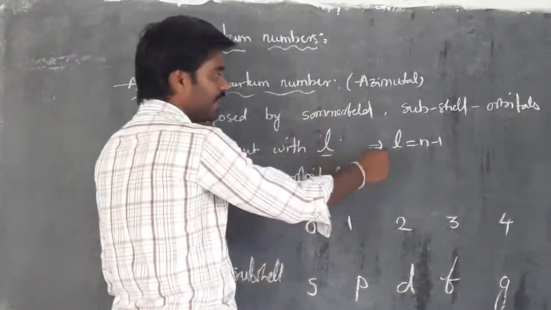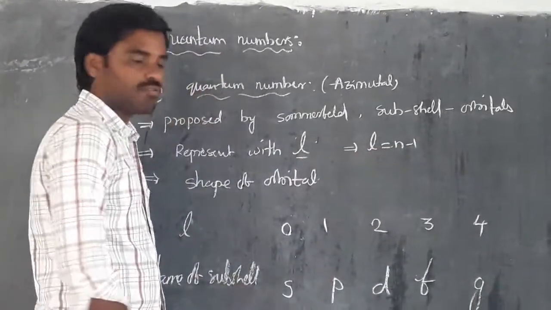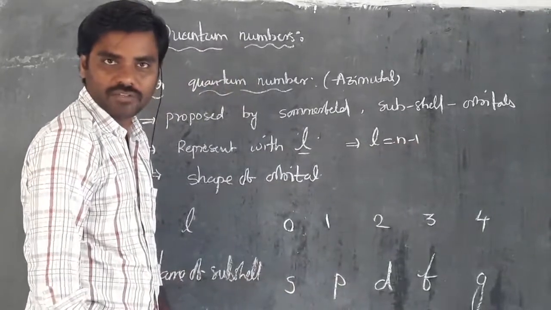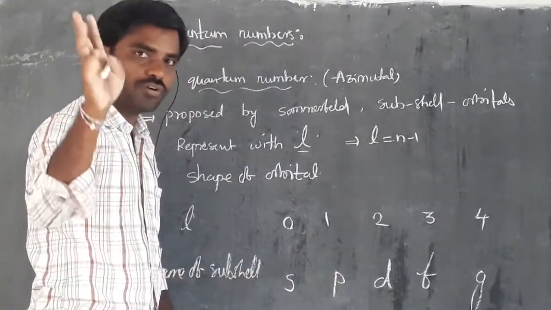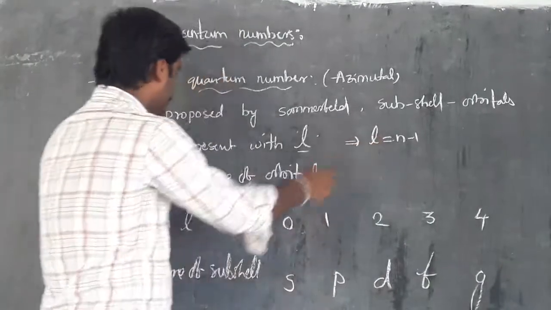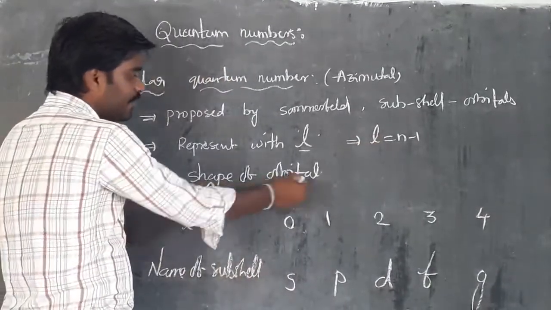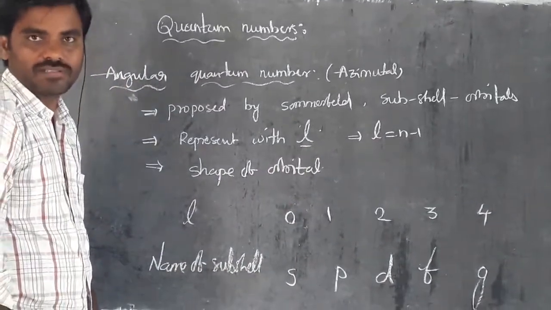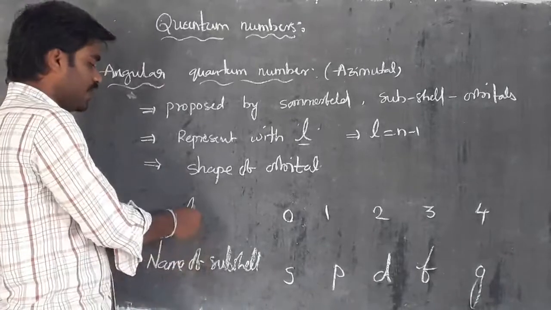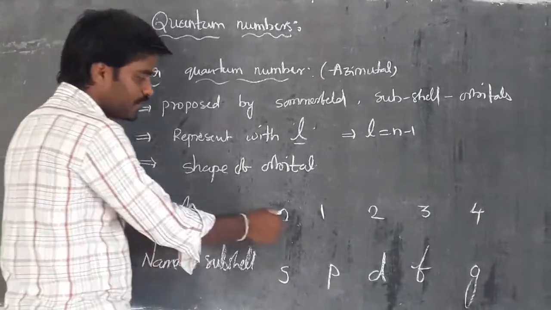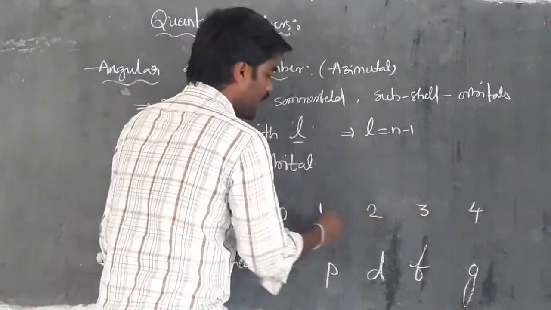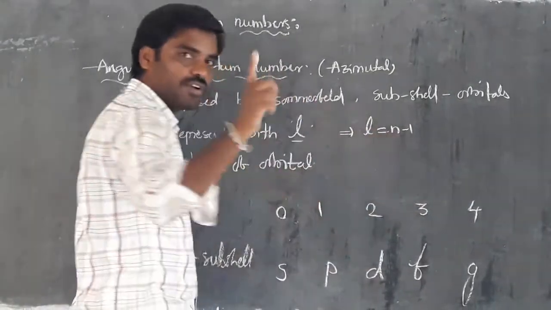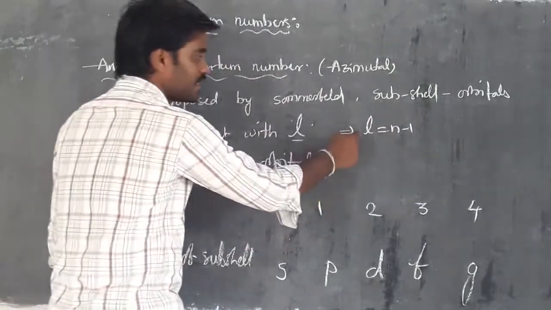The orbital is represented with l. l has a relationship with n, the principal quantum number: l equals n minus 1. The n value starts from 1, 2, 3. Here l gives the information about the shape of orbitals. The l values start from 0 and continue 1, 2, 3, 4, because n starts from 1. So the relationship is l equals n minus 1.